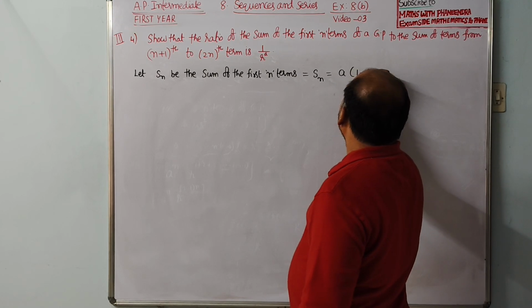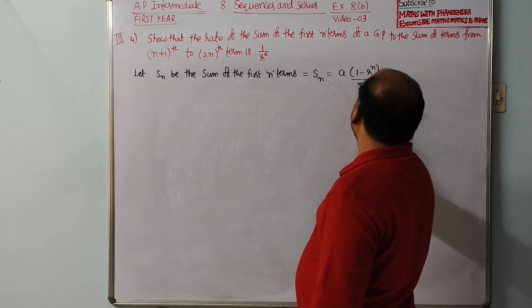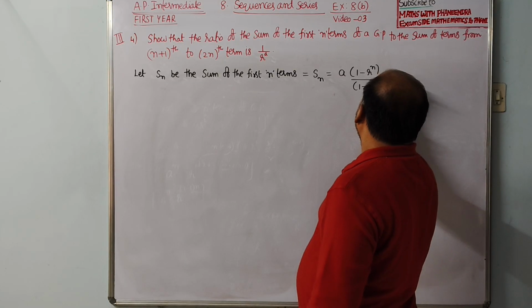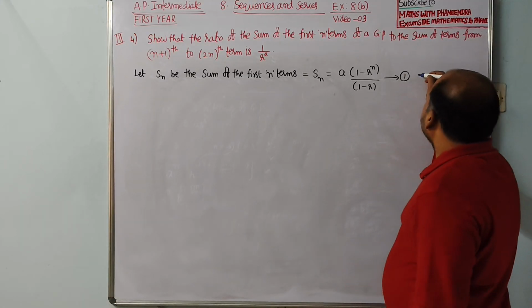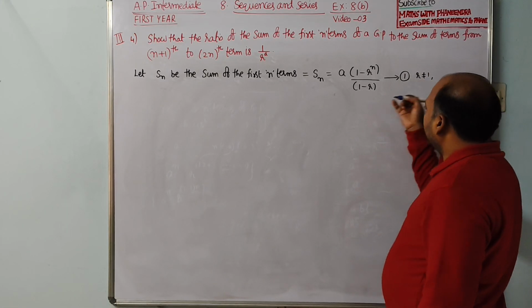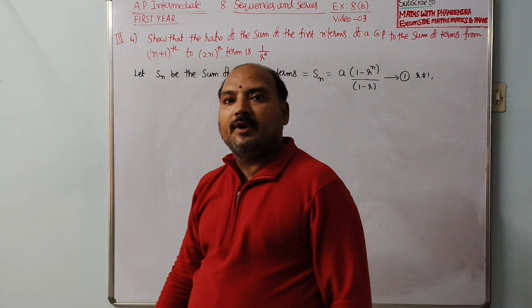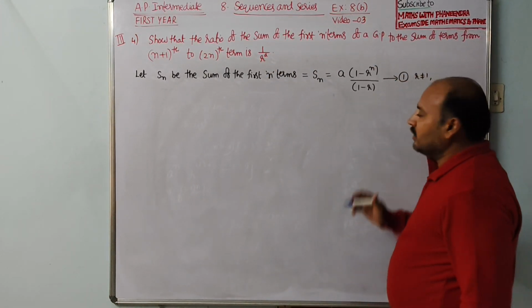Sn is equal to a into 1 minus r power n by 1 minus r. Keep that as equation number 1, dear student. This is well known, when r is not equal to 1.